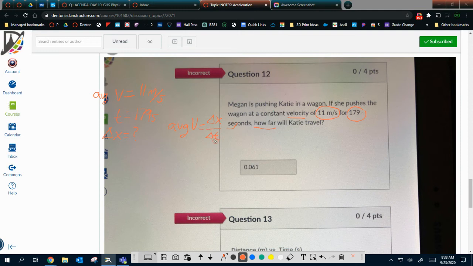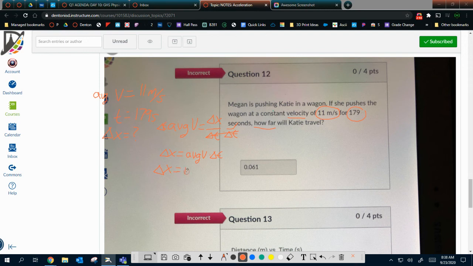There are several ways we can go about doing that. Algebraically, I would just multiply by delta t on both sides. That will cancel. And so I get delta x equals average velocity times your time. So now I just plug in and solve for delta x.